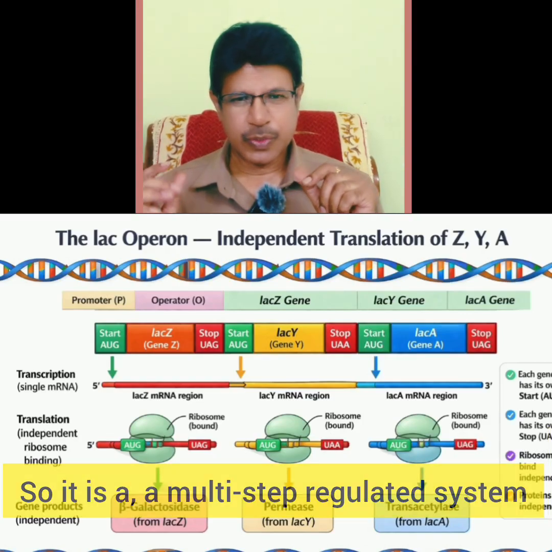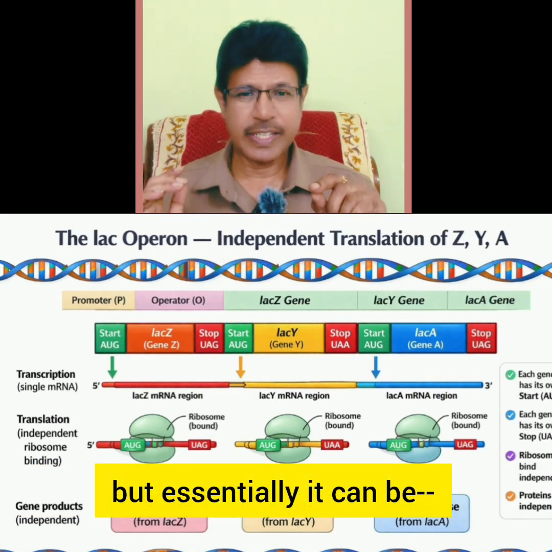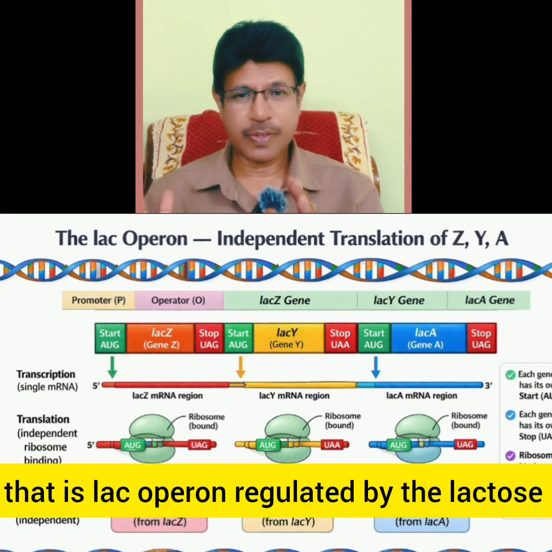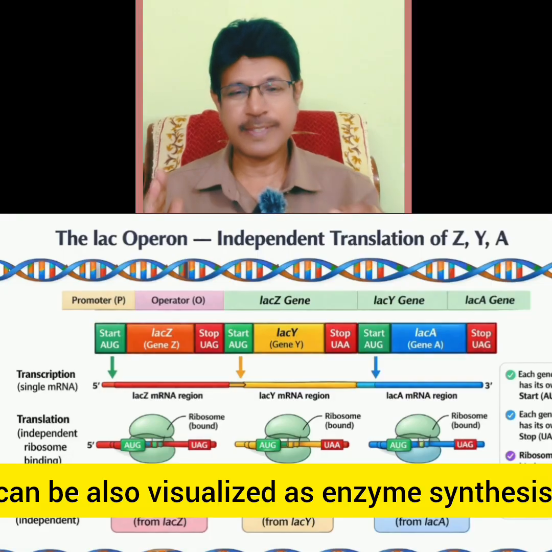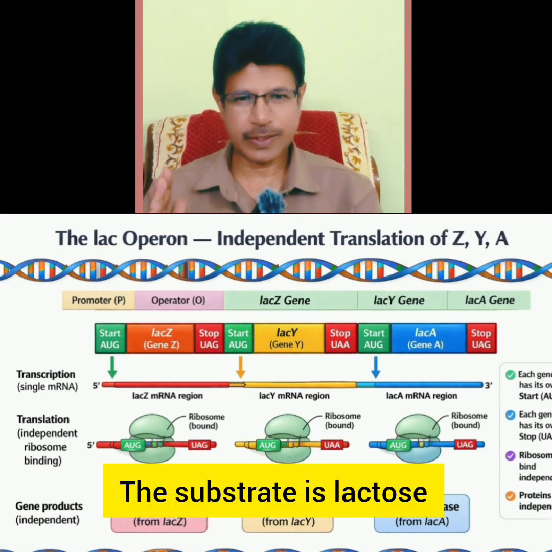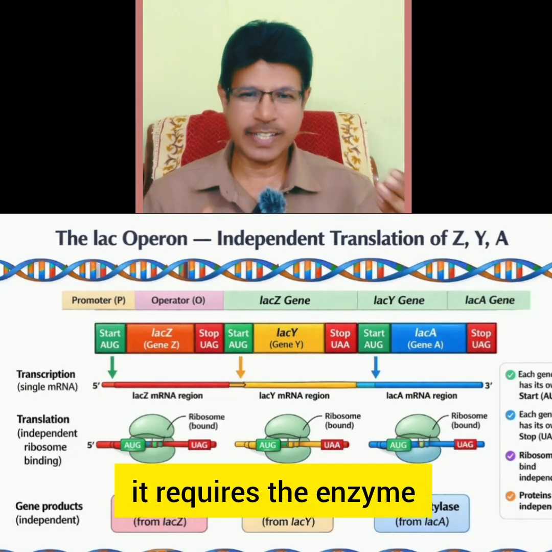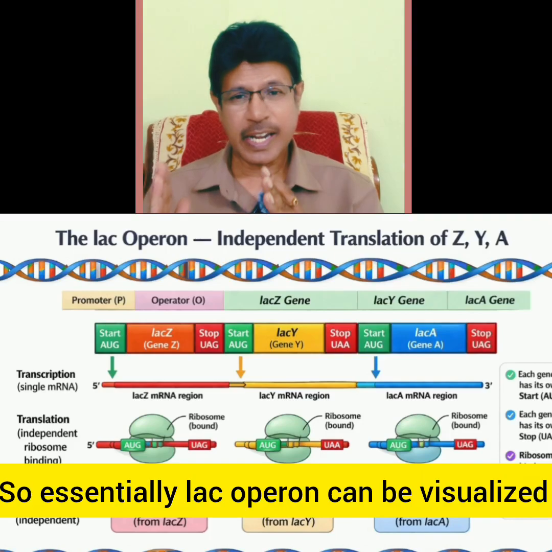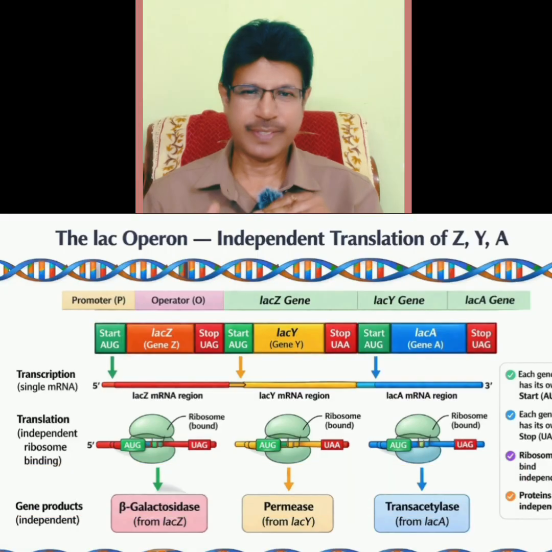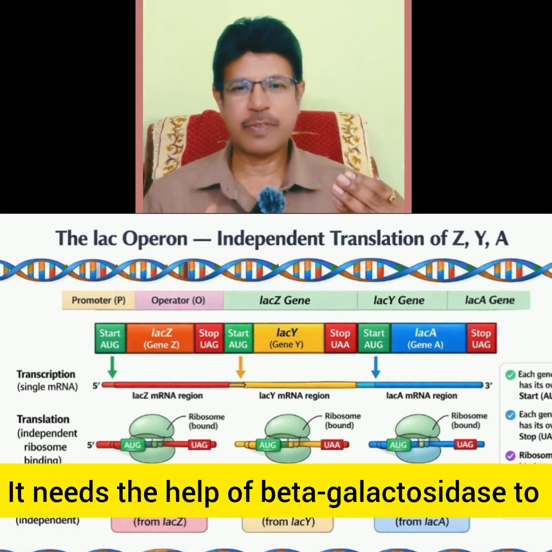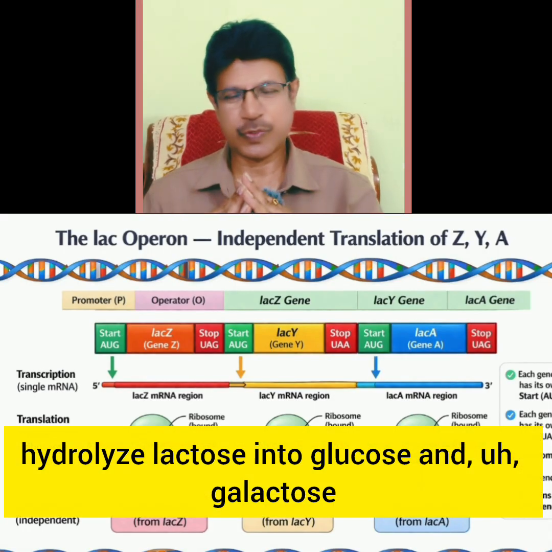Next. So it is a multi-step regulated system, but essentially lac operon regulated by lactose can also be visualized as enzyme synthesis by its substrate. The substrate is lactose, the raw material. For lactose to be catabolized, it requires the enzyme. So essentially, lac operon can be visualized as enzyme synthesis by its substrate. The substrate is lactose. It needs the help of beta galactosidase to hydrolyze lactose into glucose and galactose.